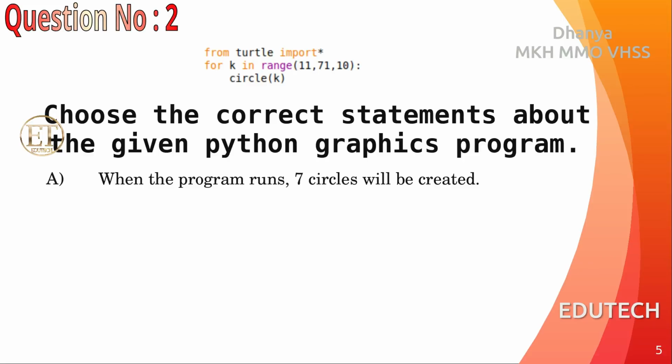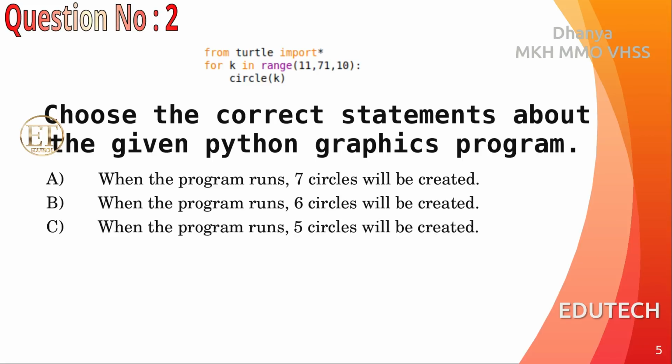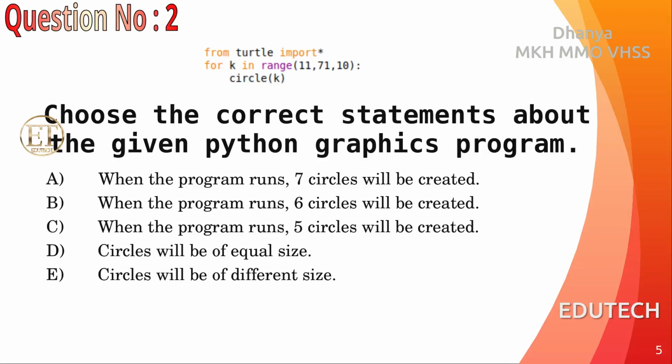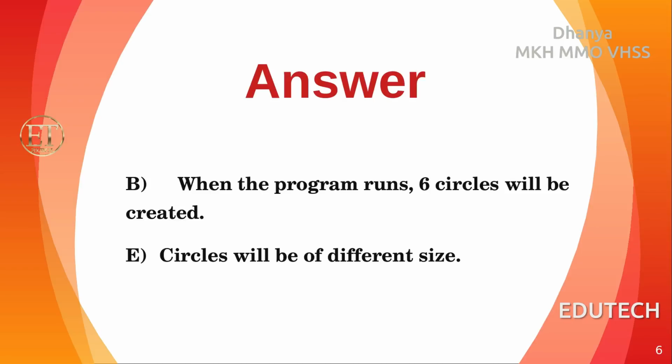Second question. Choose the correct statement about the given Python graphics program. A. When the program runs, 7 circles will be created. B. When the program runs, 6 circles will be created. C. When the program runs, 5 circles will be created. D. Circles will be of equal size. E. Circles will be of different size. The answer: B. When the program runs, 6 circles will be created. E. Circles will be of different size.